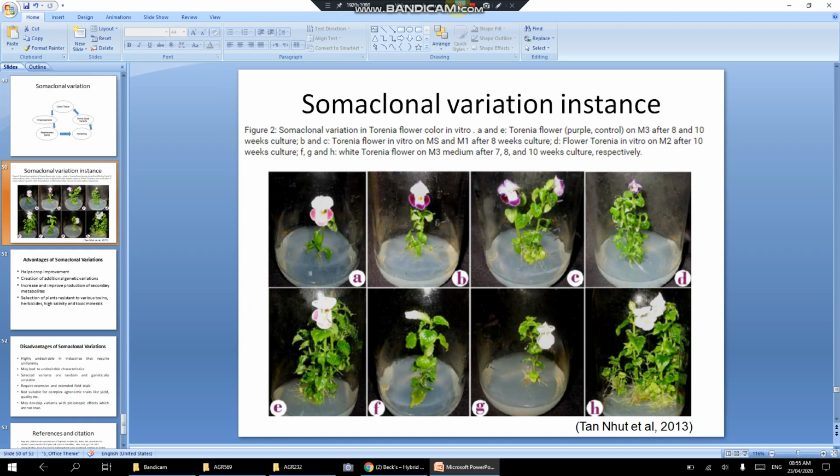In this figure on somaclonal variation, you can see that there are 8 flasks. They should be the same, but they are actually a little different, because one of them has just one small leaf, some have several branches, and one of them has lots of branches with lots of leaves. So this shows that although they should be clones, they can also show somaclonal variation.